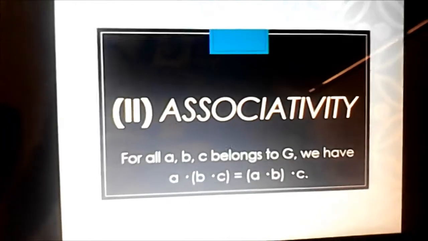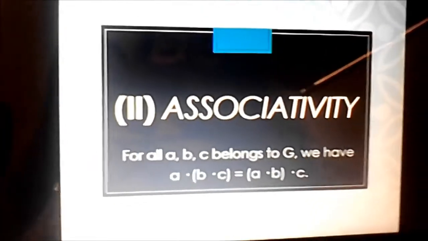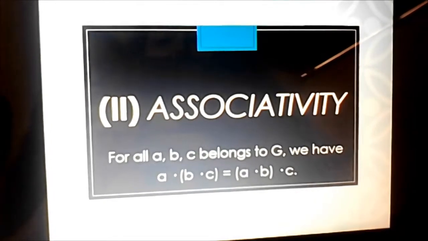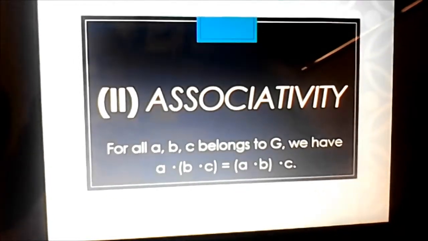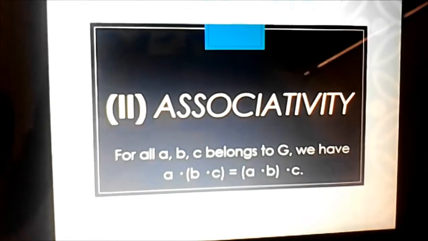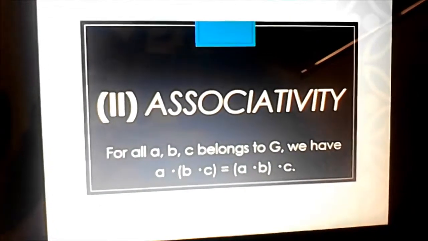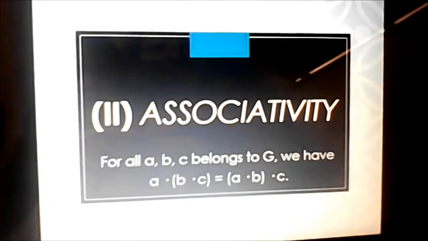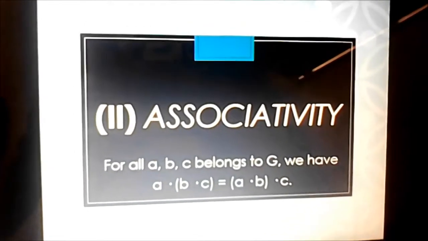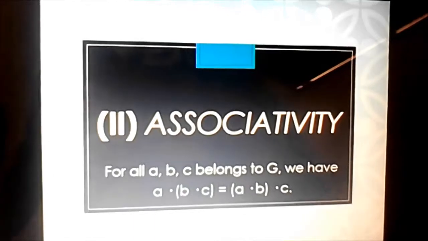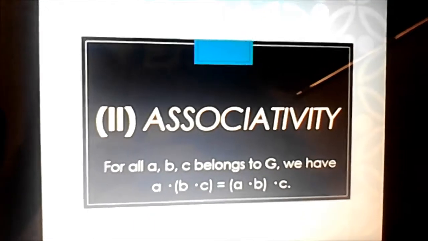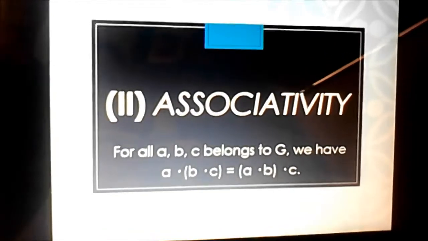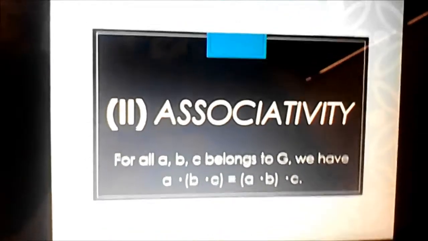The second property is associativity. For all a, b, c elements of G, we have a · (b · c) equal to (a · b) · c. So for associativity, the parentheses are associated with one another within the group.